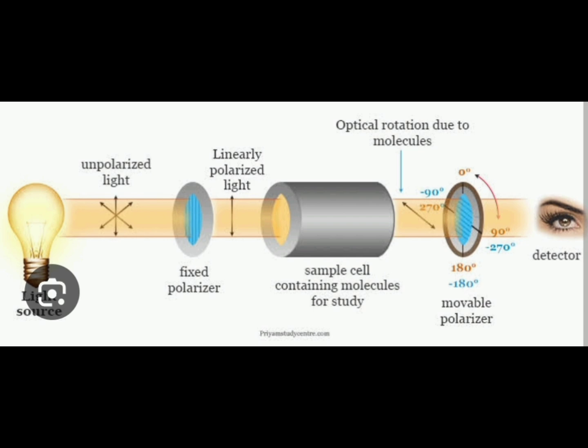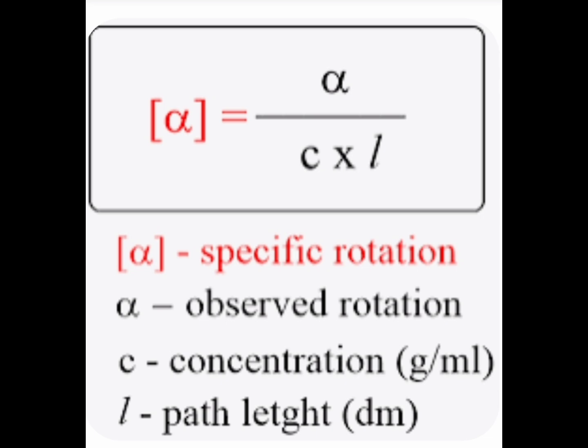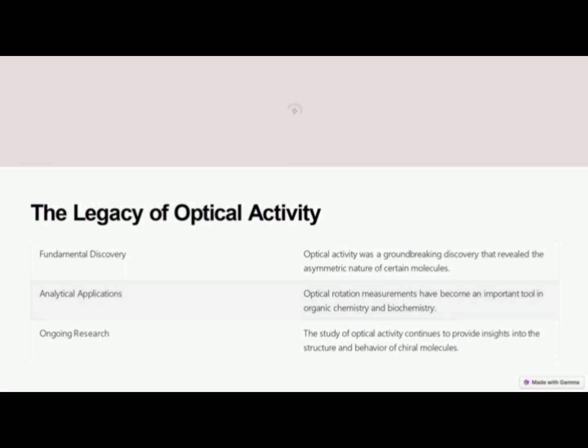corresponding to optical rotation. The amount of optical rotation produced by an optically active substance is directly proportional to the thickness of the crystal or the path length traversed in its rotation. Therefore, we can say that theta, the angle of optical rotation, is directly proportional to L, the path length, that is, theta is directly proportional to L.